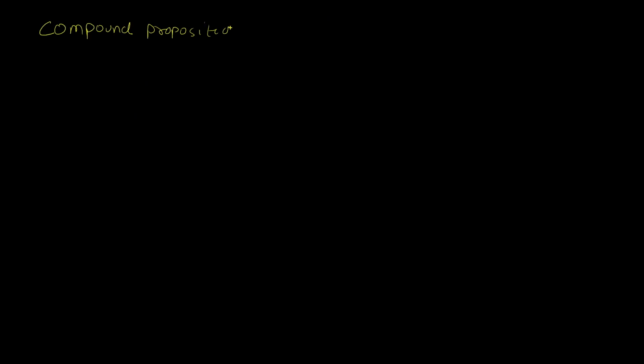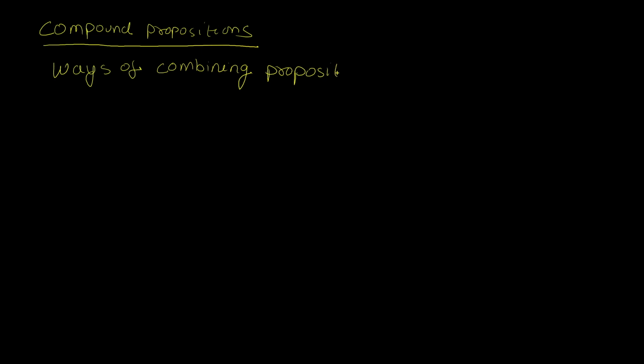Compound propositions. So compound propositions can be defined as propositions that are formed by combining two or more simple propositions. Simple propositions are ones of the type that we already discussed in our earlier segment. So it's basically any proposition that can be immediately resolved into true or false without depending on any other proposition. But a compound proposition depends on the truth value of simple propositions and how they are combined in order to determine whether they will be true or false. So let me demonstrate that with an example. And we will do that by exploring different ways of combining propositions.